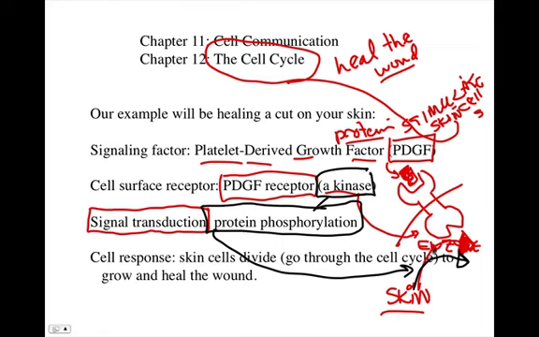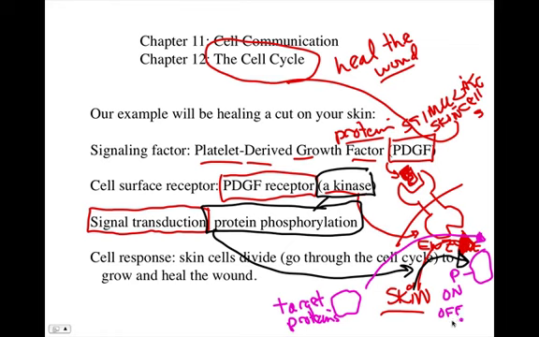So what this enzyme has as its substrate is specific proteins, target proteins, that it is going to, in a chemical reaction, use ATP and add a phosphate to the target protein, and that's going to turn the target protein either on or off, depending on the protein.